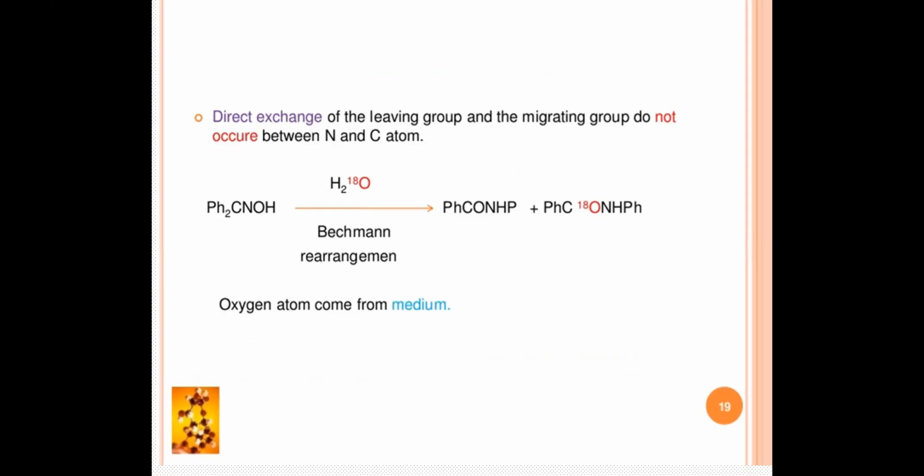And moreover, the Beckmann reaction takes place by direct exchange of your leaving group and does not take place between nitrogen and sulfur. This was explained using an isotopic medium. You try to do it with an isotope, and you found that there is a direct exchange between the leaving group and the migratory group.